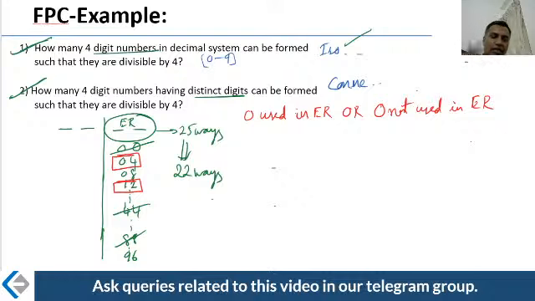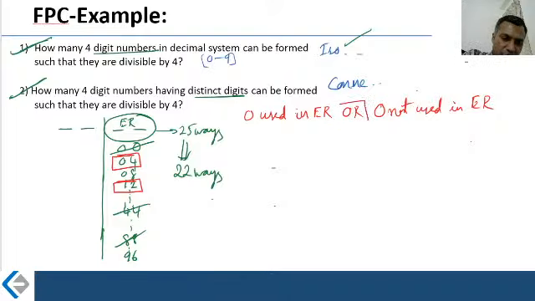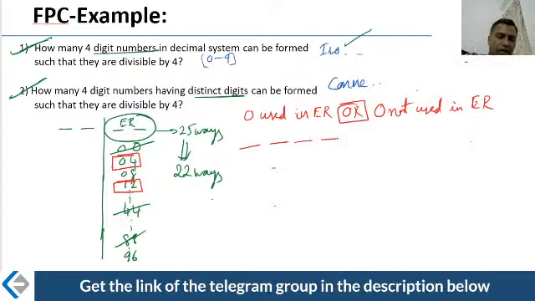These are the two cases: 0 used in the explicitly restricted area, or 0 not used in the explicitly restricted area, isn't it? These are the two cases I'm talking about. Okay, let's go to the first case, friends.